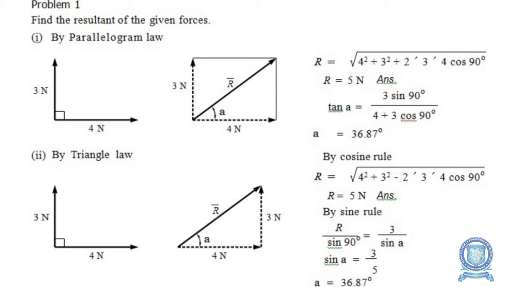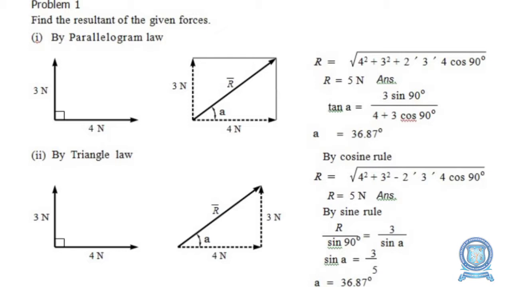First we apply the cosine law rule for determining the magnitude of the resultant, that is R is equal to root of a square plus b square minus 2ab cos theta. So in that you apply all the values, you get R is equal to 5 newtons. Then you want the resultant angle, that is A.